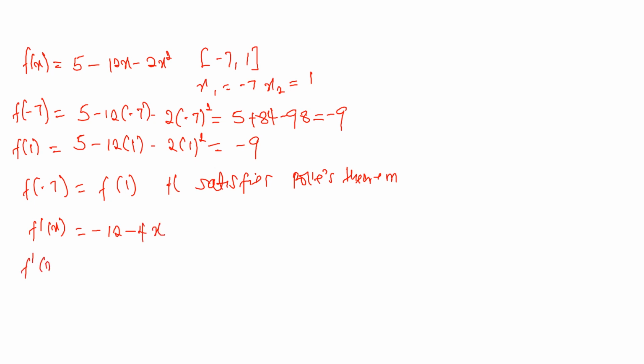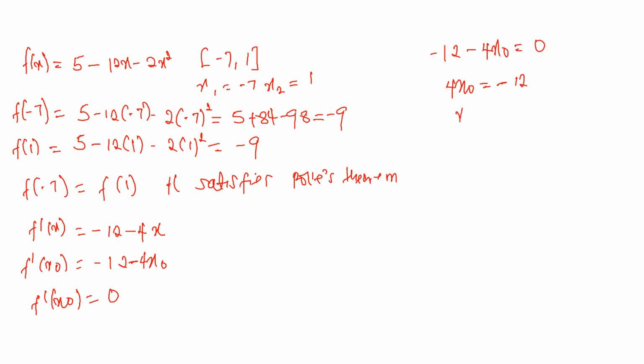Then you find your f prime of x0. f prime of x0 is simply replacing the x with x0, so it's going to be minus 12 minus 4x0. Then you equate f prime of x0 as 0. Therefore, you have that minus 12 minus 4x0 is equal to 0. Then you have 4x0 is equal to minus 12. Then x0 is equal to minus 12 divided by 4, which is minus 3. So f prime of minus 3 is equal to 0. Then you see the first interval is minus 7, which is less than x0, which is minus 3, which is less than 1. That is the solution to that.